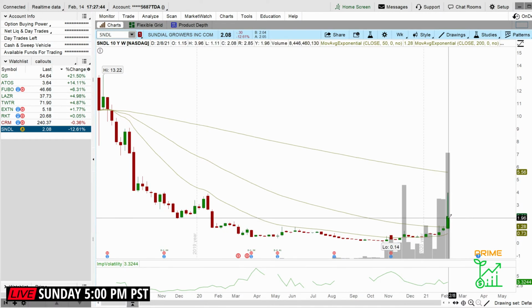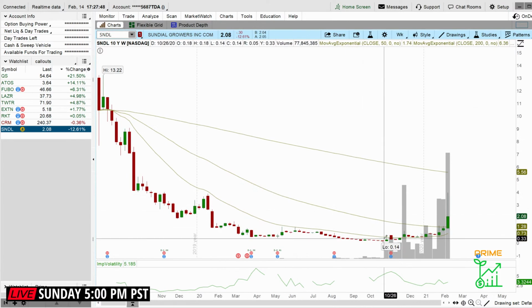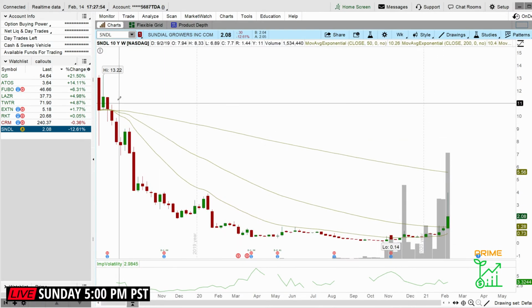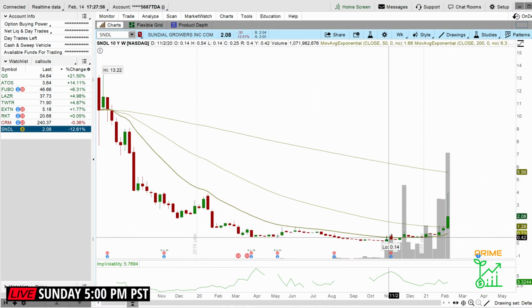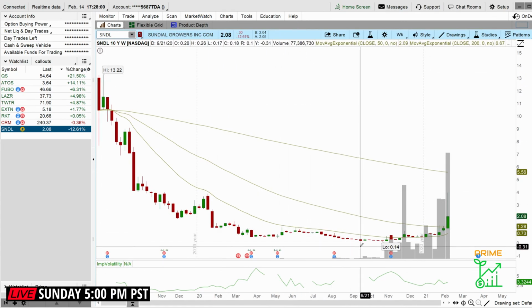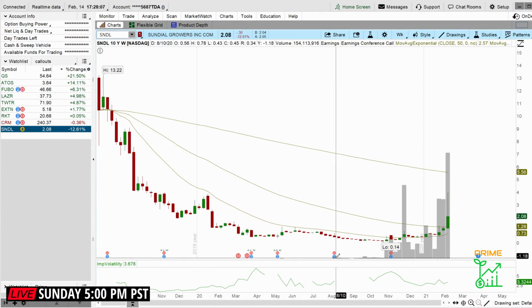And so on a weekly time frame, we have to be mindful that it is in a clear and obvious downtrend other than since November. We have to ask ourselves, how did it go from $13 down to 14 cents? Most likely public offerings, but let's just say we don't know. But it is in a downtrend.